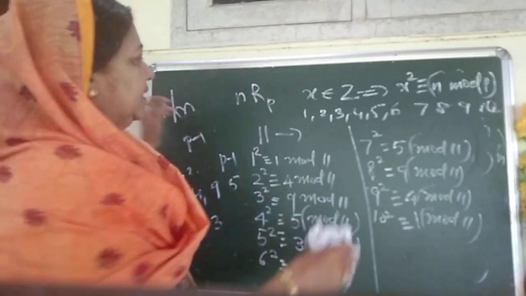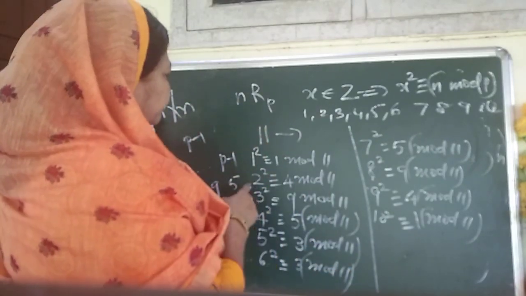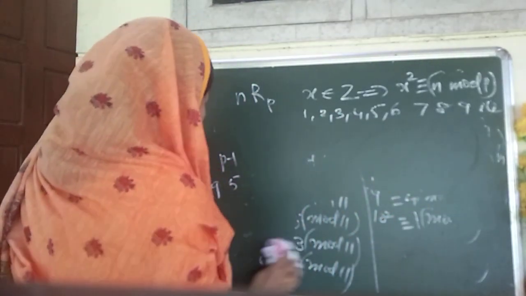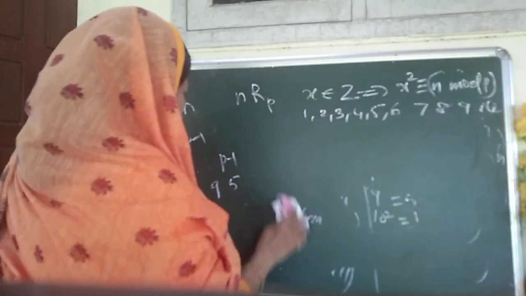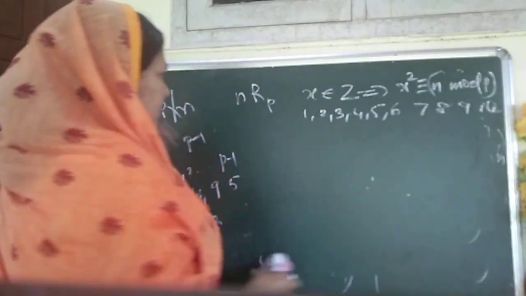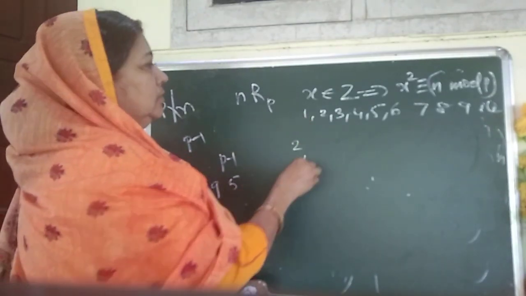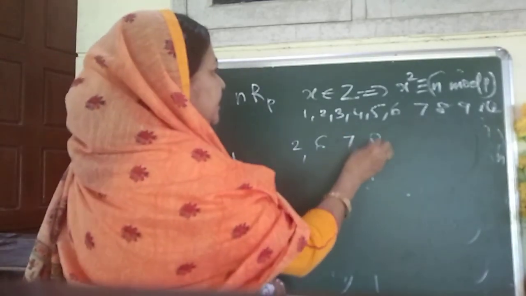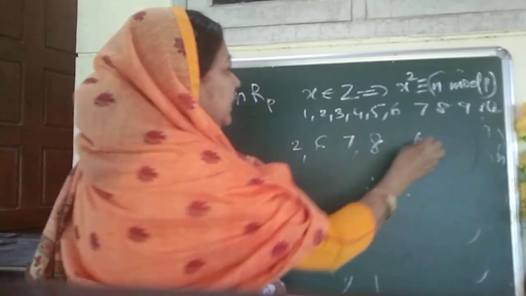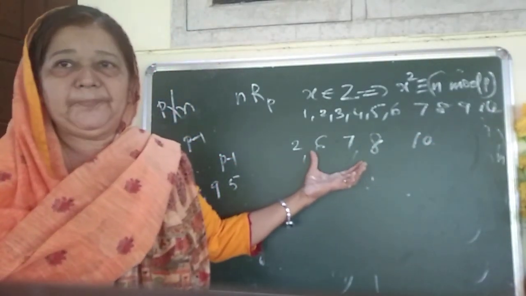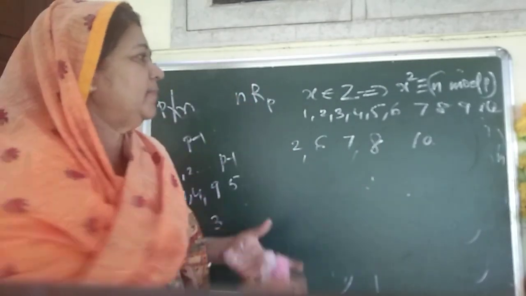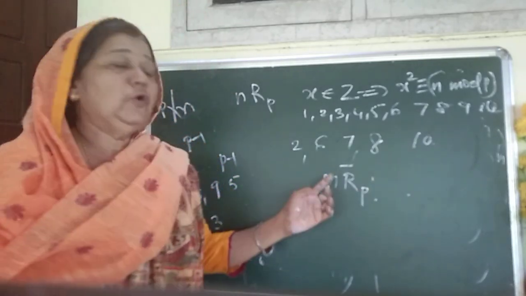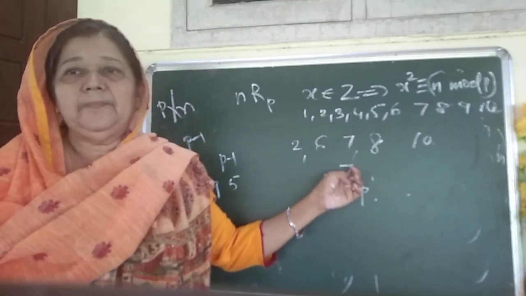And the remaining numbers, what are they? The remaining numbers are 2, 6, 7, 8, 10. These do not belong to quadratic residues. So we say that these numbers belong to non-residues modulo p, which we denote by N R bar p.